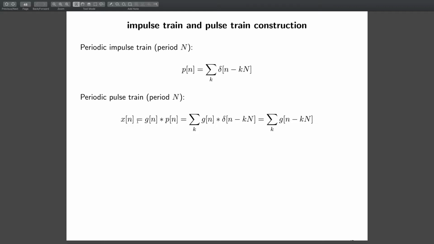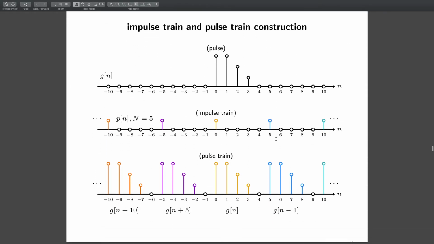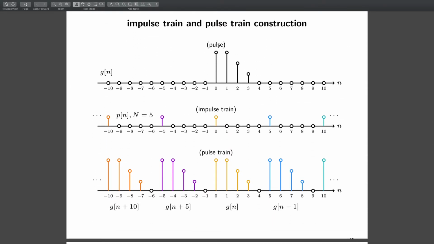And so what we get, what x of n turns into, is what we could call a periodic pulse train. P is a periodic train of impulses. X is a periodic train of pulses, g. We get replicas of g reproduced all the way across the number line. Let's take a look at an example graphically. So here's our basic pulse, g. It's defined by these 4 non-zero samples. And then here's our impulse train.